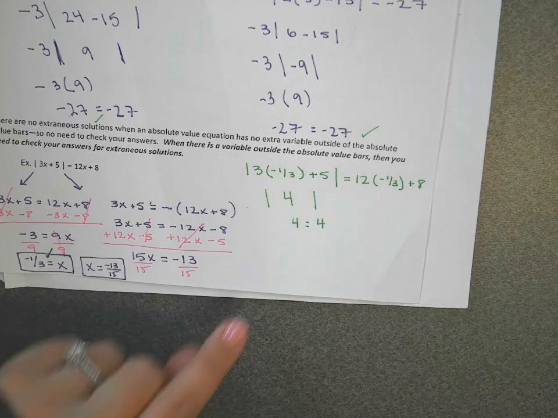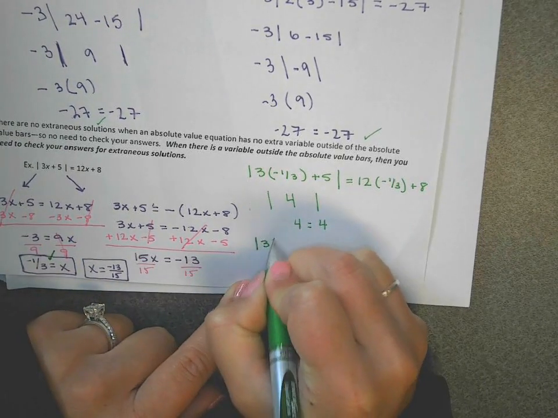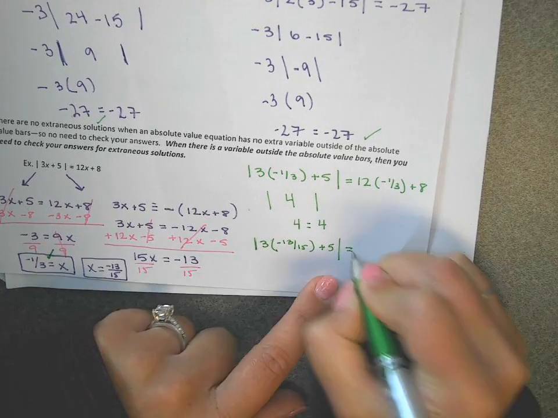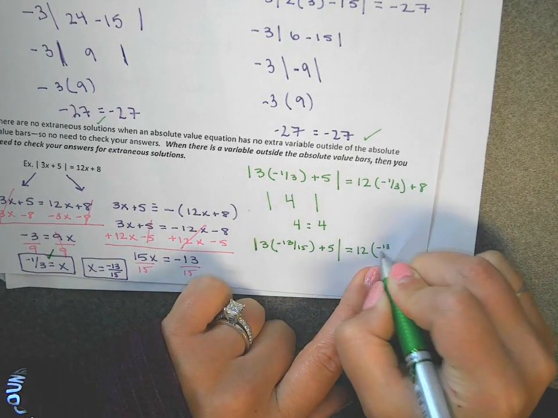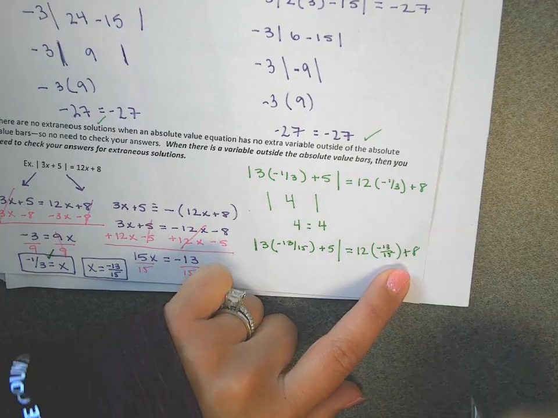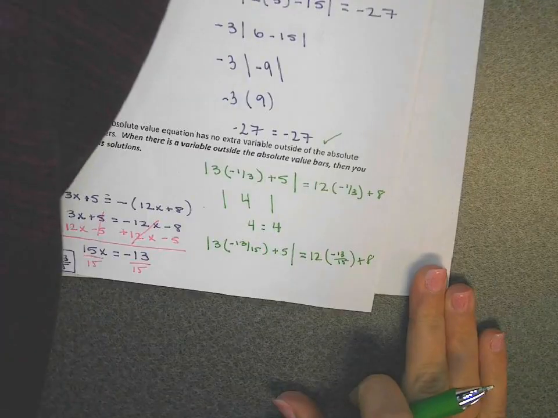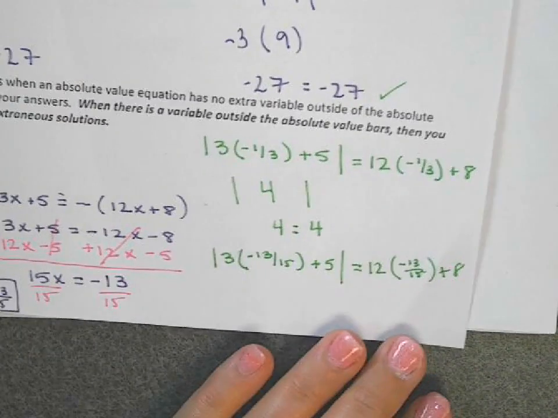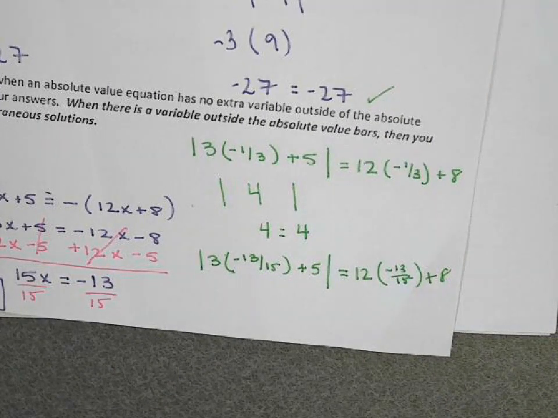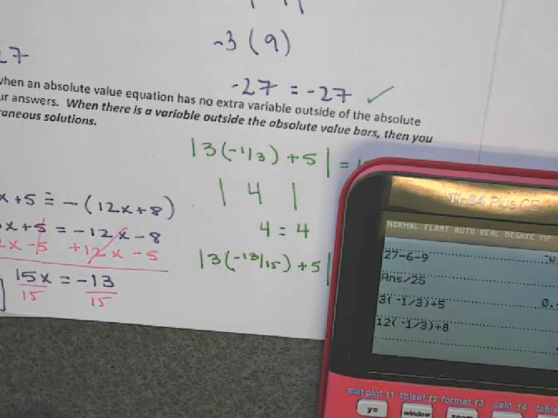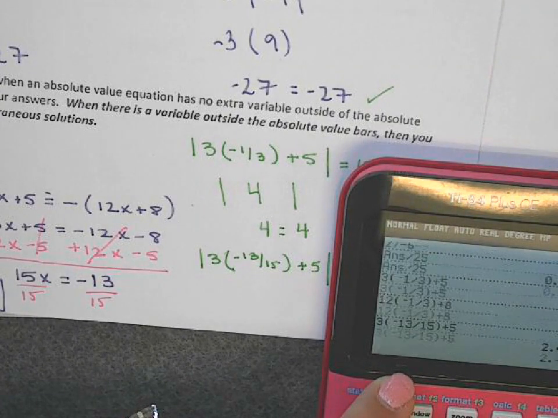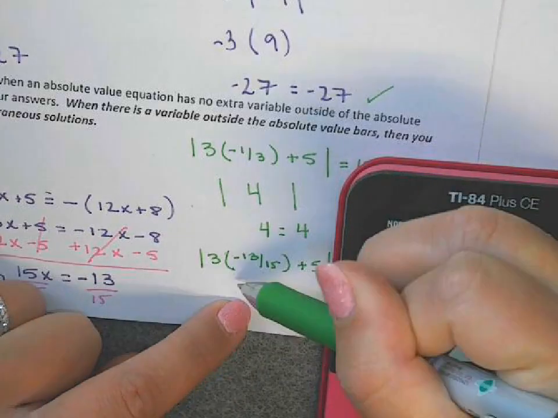Okay, now I have to check the other one. So I have 3 times negative 13/15 plus 5 equals 12 times negative 13/15 plus 8. Okay, I'm going to ignore that right side. I'm going to look at this left side. 3 times negative 13/15 plus 5. On the inside is 2.4. So I have the absolute value of 2.4.